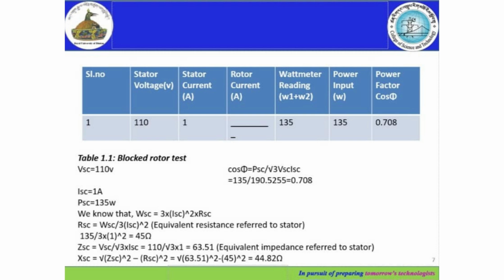Then ZSC is given by VSC divided by root 3 times ISC. So similarly, by substituting the value of VSC and ISC, we get ZSC as 63.51 ohm. And lastly, XSC, which is given by the square root of ZSC whole square minus RSC whole square. So by substituting the value of ZSC and RSC, we get XSC equal to 44.82 ohm.